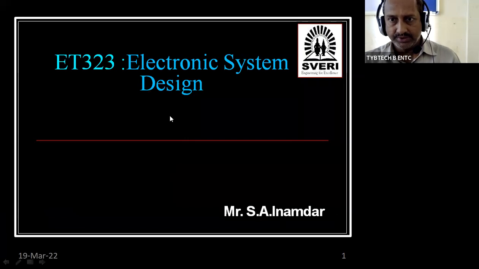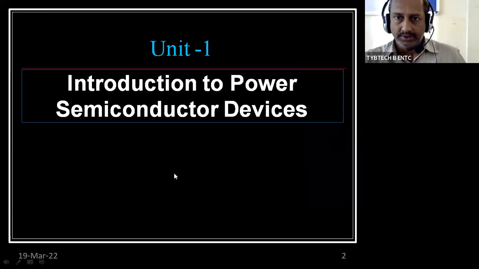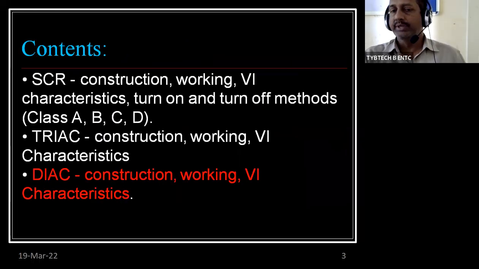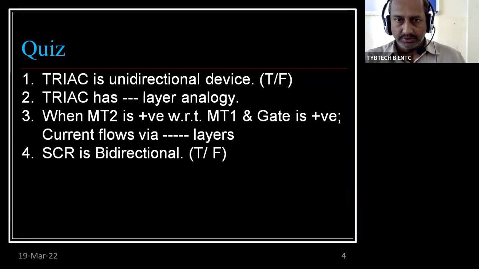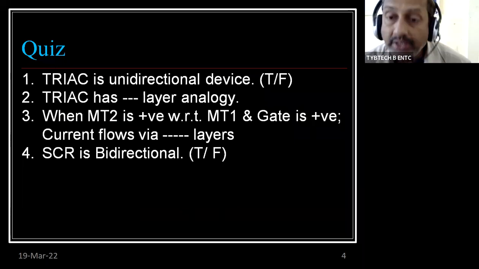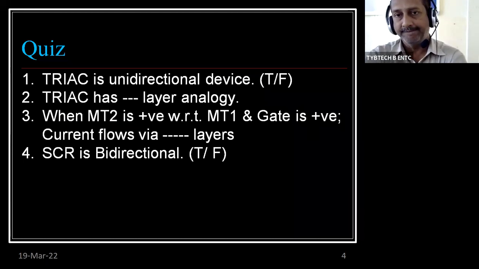For today's session, we will start with the production part and the last bit from the first unit, that is the DIAC: construction, working and VI characteristic. We are going to start now. But before that, a few quiz questions for you all. Just take 1 minute and try to build the answers for these questions. Online students also, you can keep your answers ready.